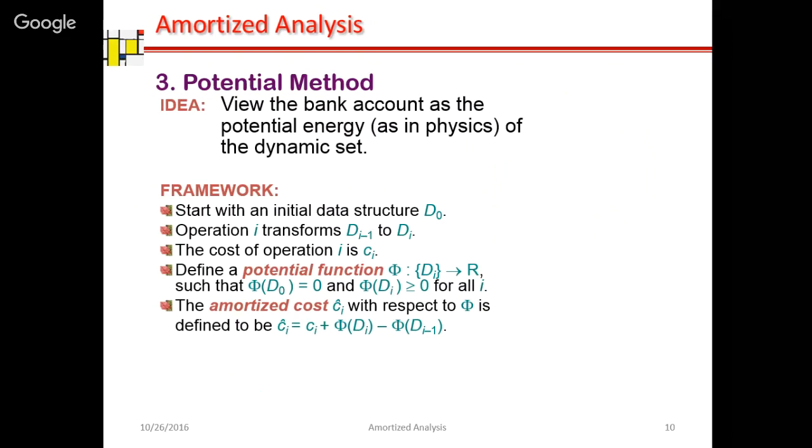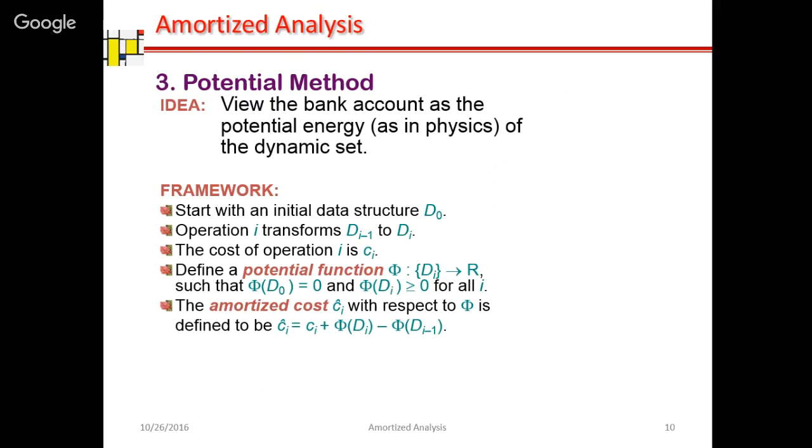Another method is the potential method. The idea here is to view the bank account as potential energy, as in physics, on the dynamic set. In this potential method, we are looking at a couple of things. We start with an initial data structure, which is D sub 0. The operation i is a transformation from D sub i minus 1 to D sub i. The cost of the ith operation is c sub i.